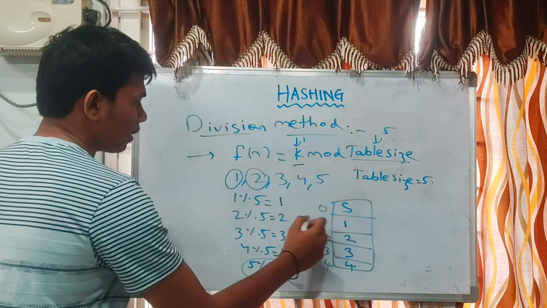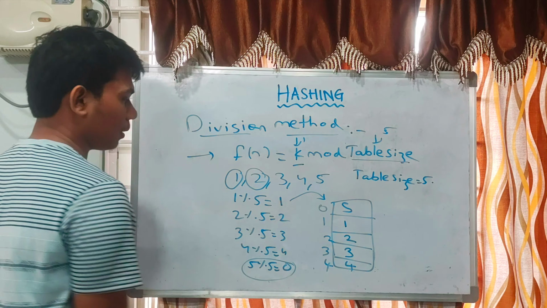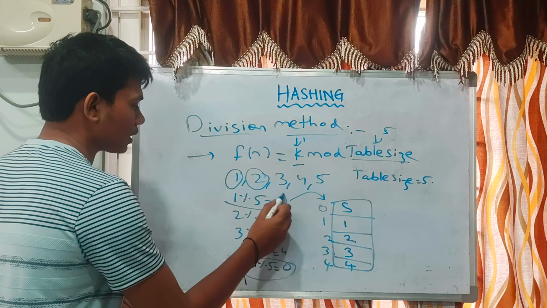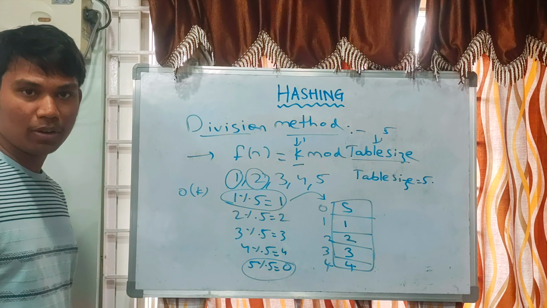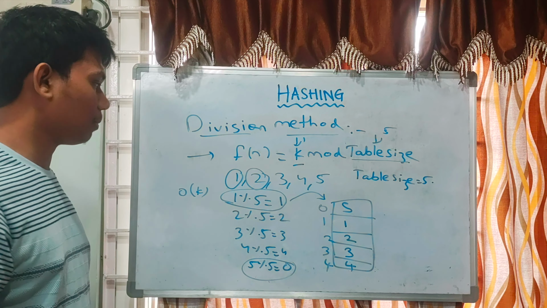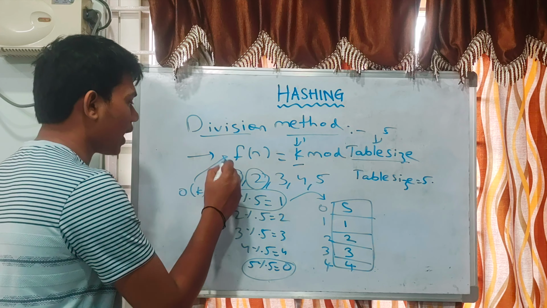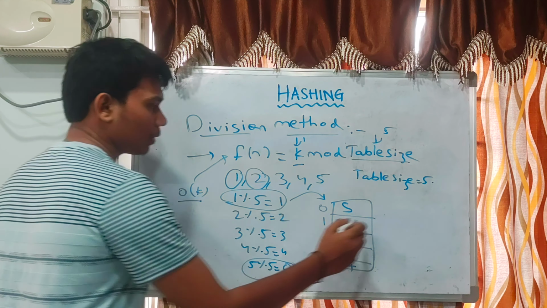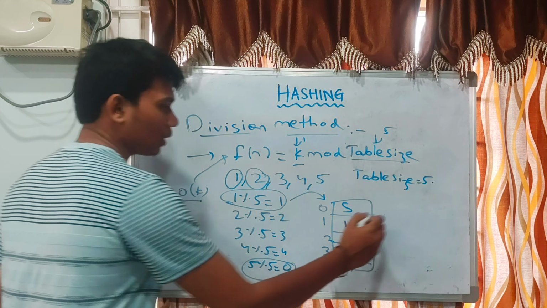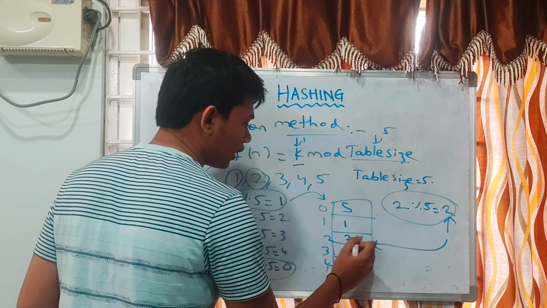See, here in this way we have inserted the elements into the table. As this is a computational task, it takes order of constant time. And when we are retrieving the element from the hash table, we will again apply the same hash function on the key. So suppose if we want to retrieve the element 2, we will apply the hash function on the 2. So 2 mod 5 will generate again 2. So directly we got the index, and we are going to that index and retrieving the element.